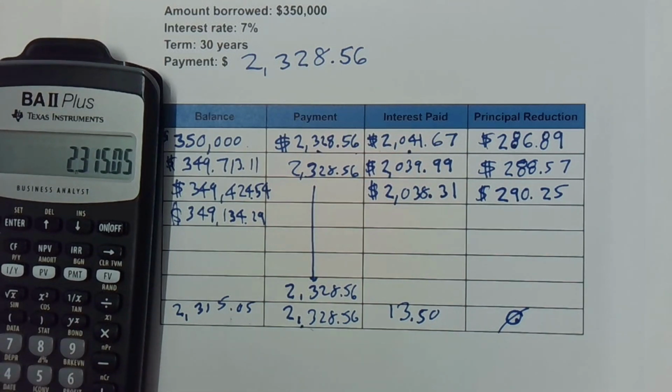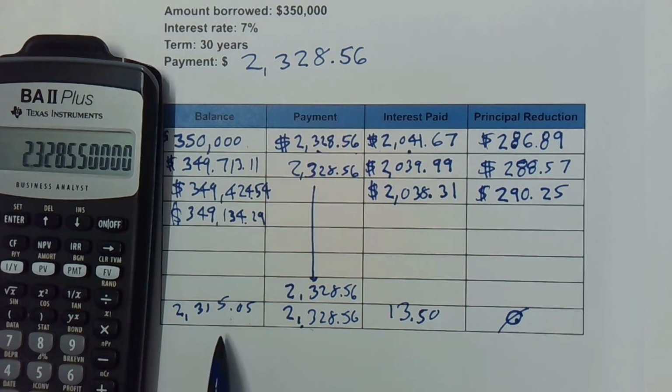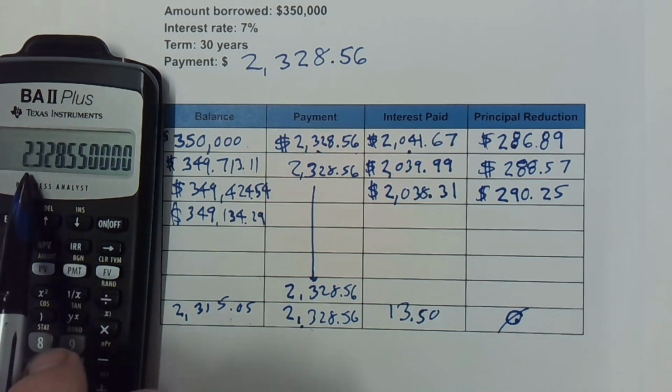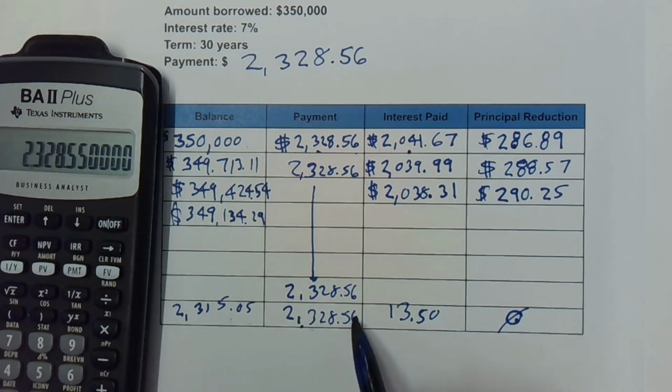So you see $2,315.05 at the beginning of that last month, and you add the $13.50 interest, you have a balance due of $2,328.55, and we make a payment of $2,328.56. So it's 1 penny off after this whole time period. Basically, it zeroes it out.